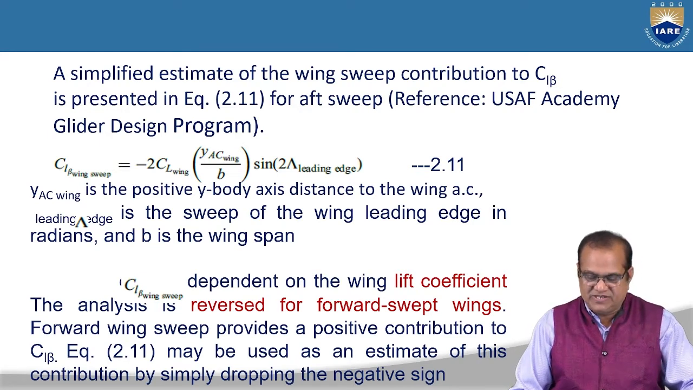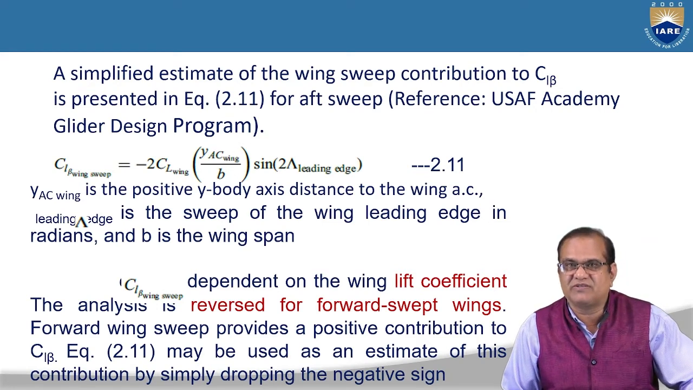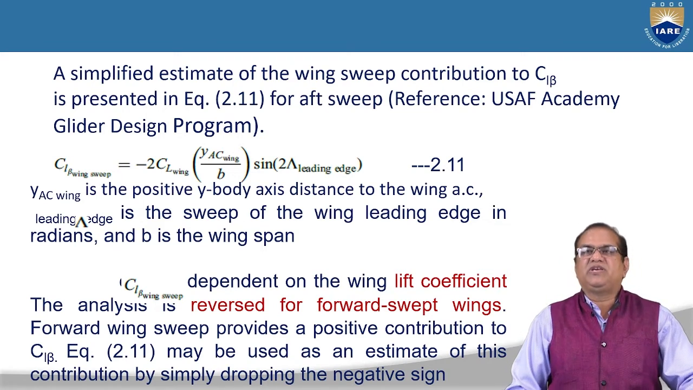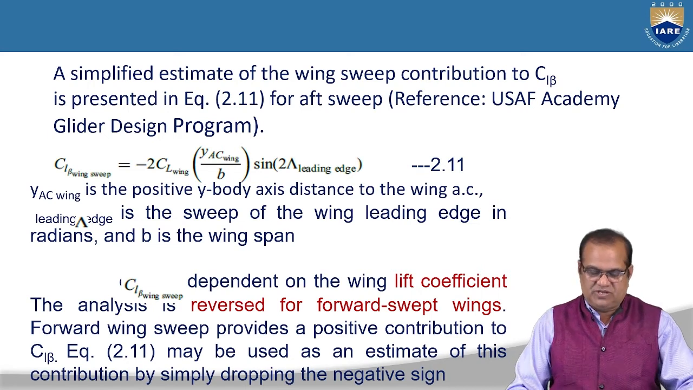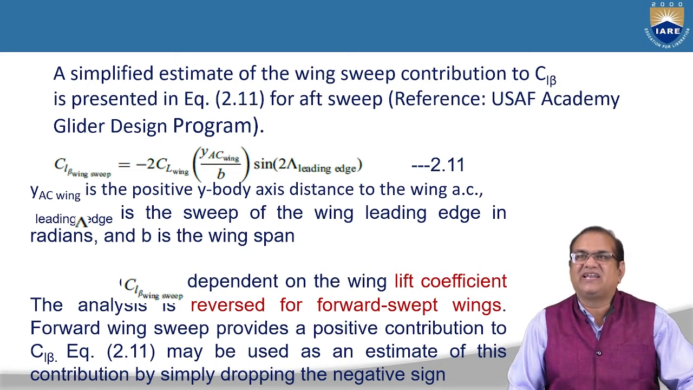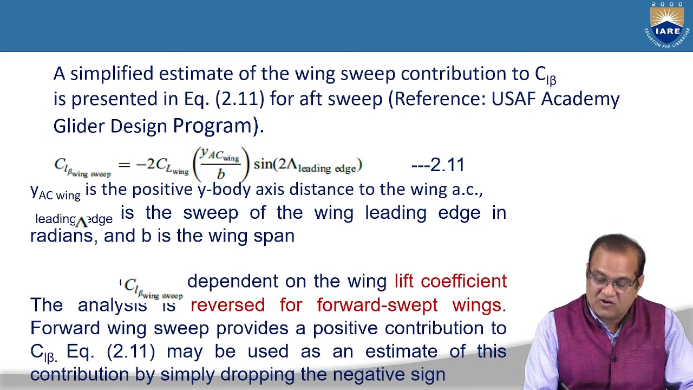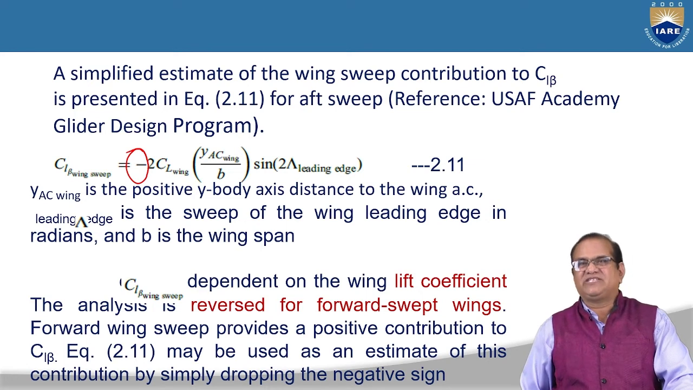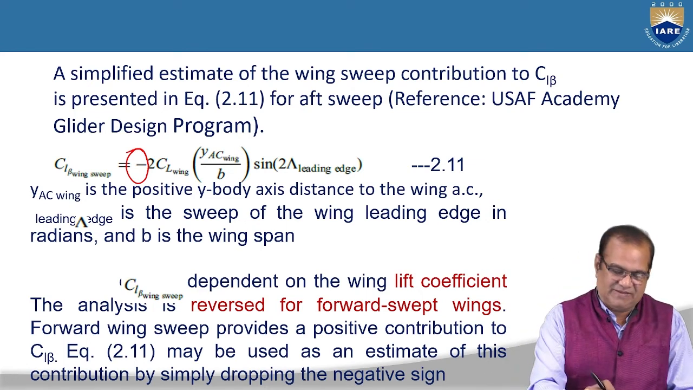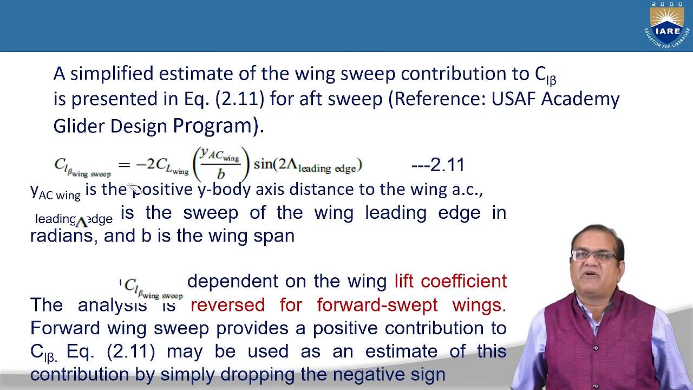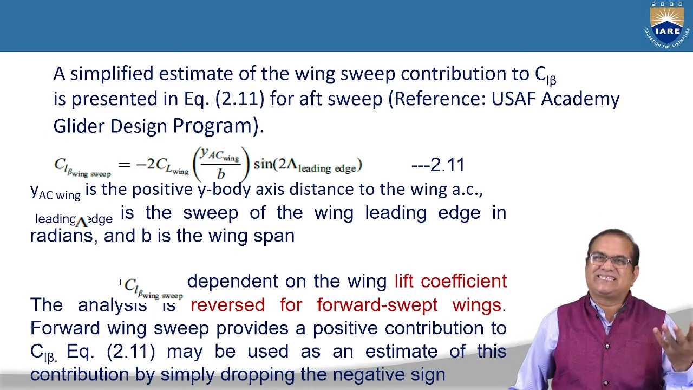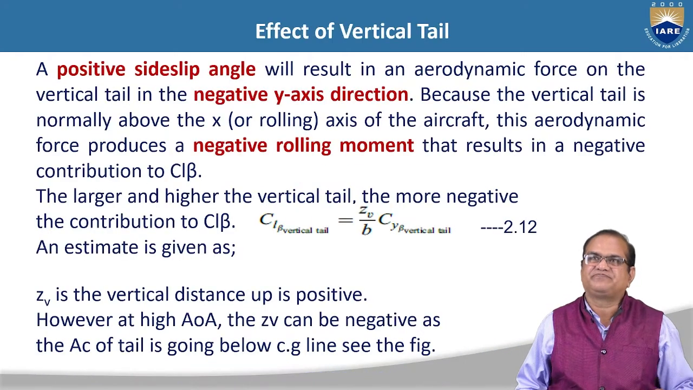Here this CL beta wing sweep depends on the wing lift coefficient. The analysis is reversed for a forward swept wing. A forward swept wing provides a positive contribution to CL beta. This equation 2.11 may be used as an estimation of this contribution by simply dropping the negative sign. So if you want to do it for the forward sweep, you just avoid this minus and make it plus. Everything will be the same. For both forward sweep and backward sweep you can do the analysis, and only the sign will change.